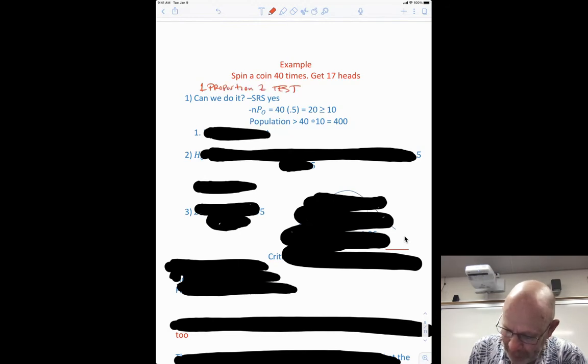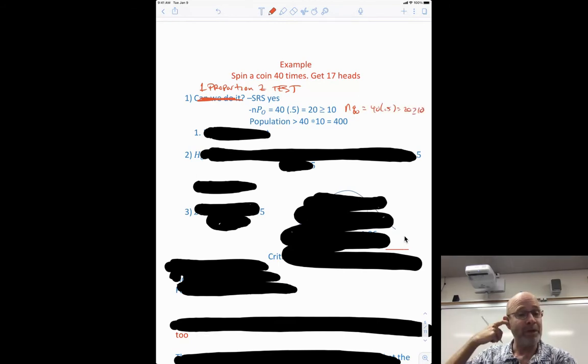z-test. And then you list the conditions. You would not actually write that, right? Simple random sample. Yes, I'm telling you it's a simple random sample. np naught is 40 times 0.5, is 20. I didn't write this down, but I guess I should. And q naught is 40 times 0.5. It's also 20, both greater than or equal to 10. And the population is greater than 10 times the sample size, or greater than 400.